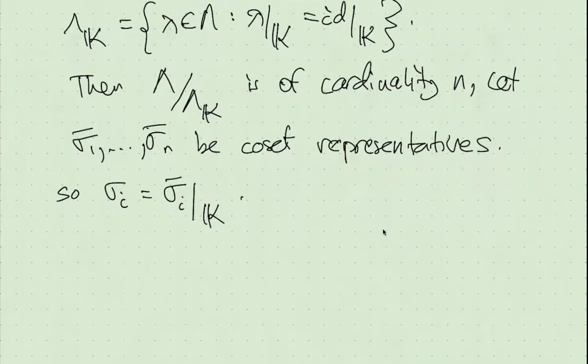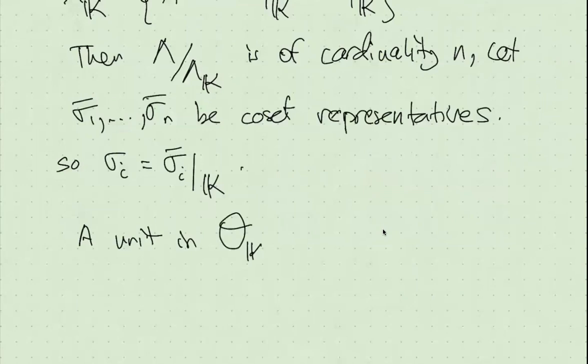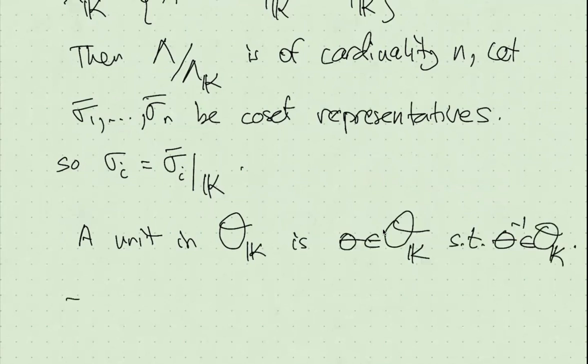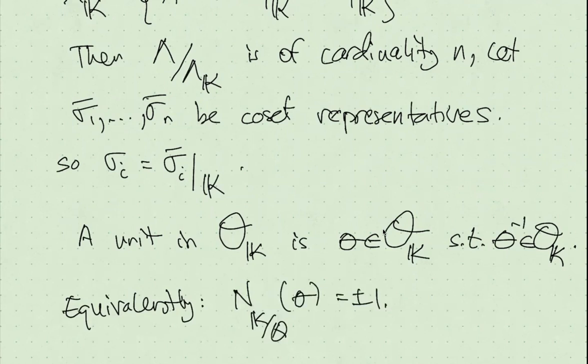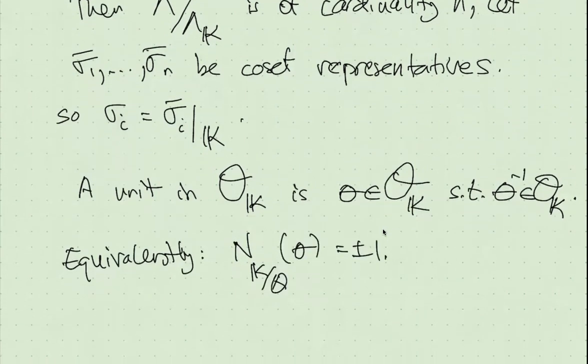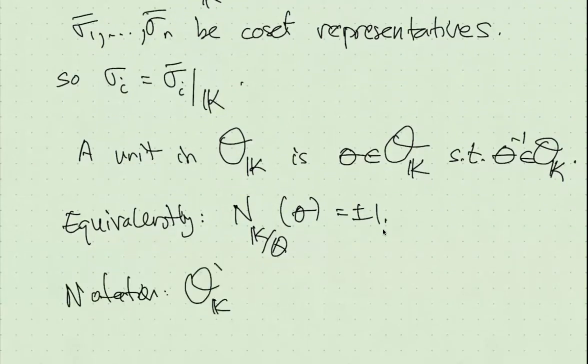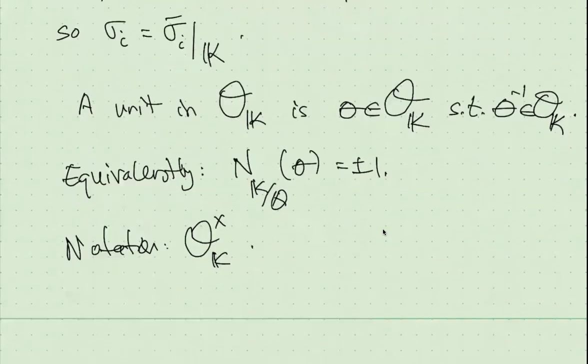And a unit in the ring of integers is an element so that its inverse is also an algebraic integer. Equivalently, its norm is plus or minus one. And this notation denotes all the units. It's the multiplicative group of the ring of integers. So these are the invertible elements in the ring of integers.